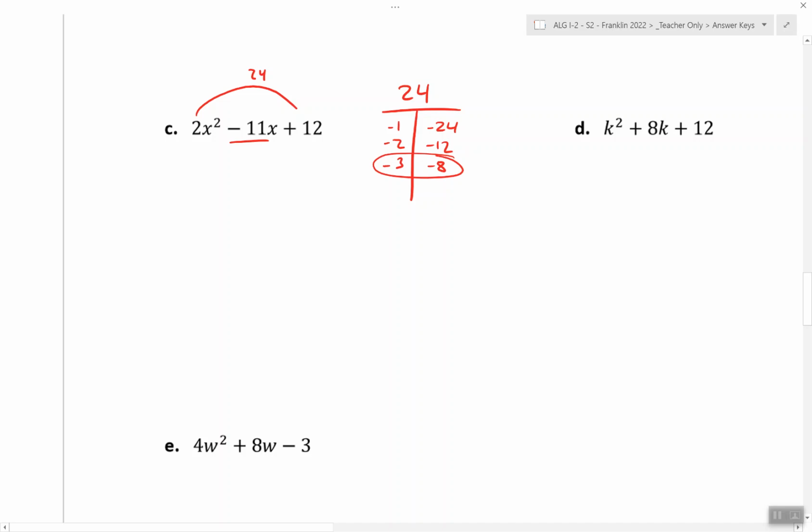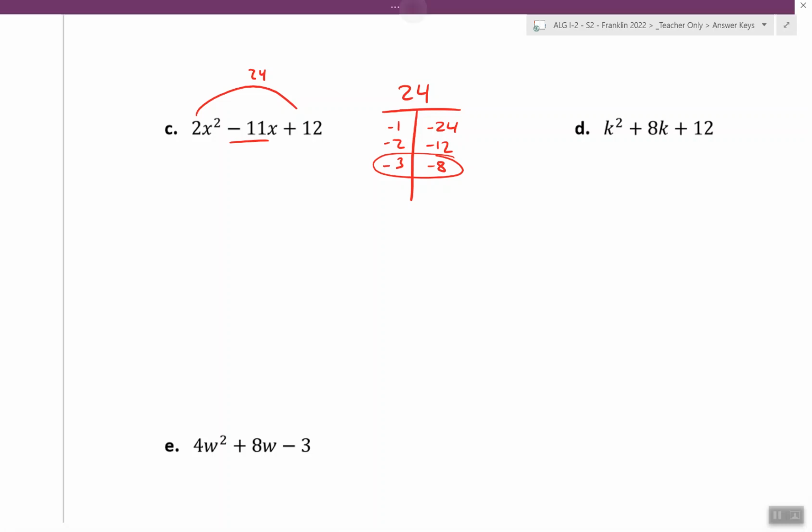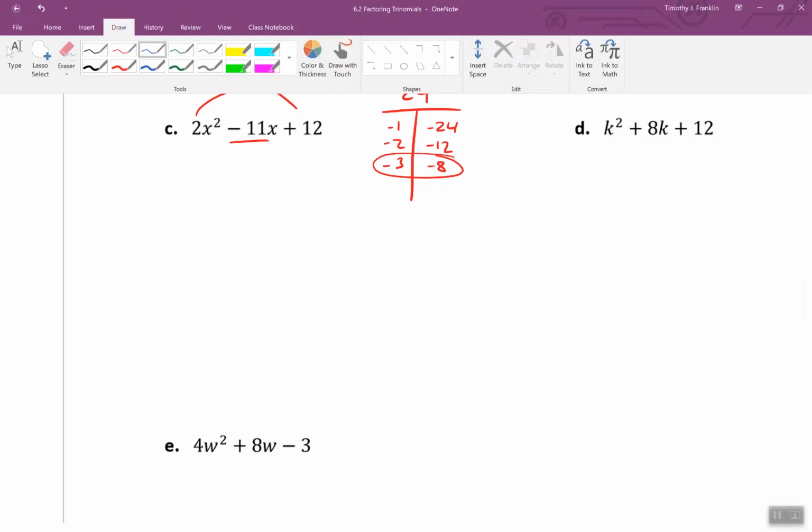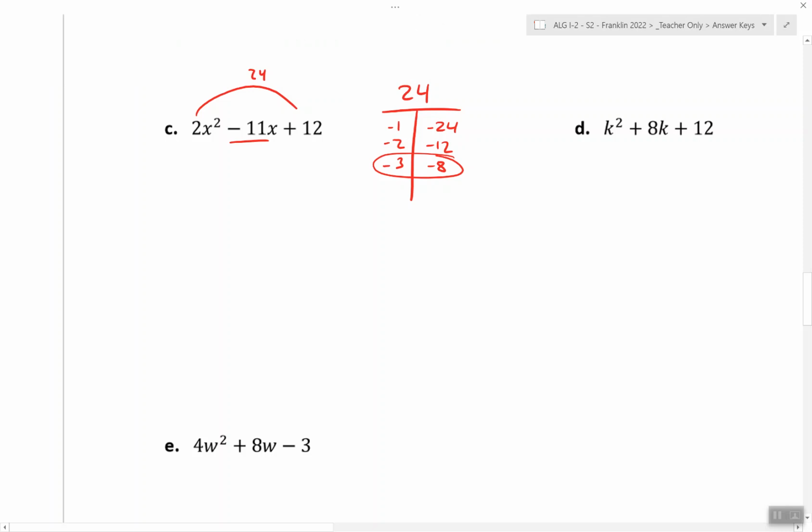Now, this table that we're writing, this 24 with all the factors, you can consider the product here, 24, and the sum, which here was negative 11. If you don't need to write the table down, that's okay. If you can do it without it, feel free. It is just a very helpful way to organize things and to write down and eliminate factor pairs that you know are incorrect.